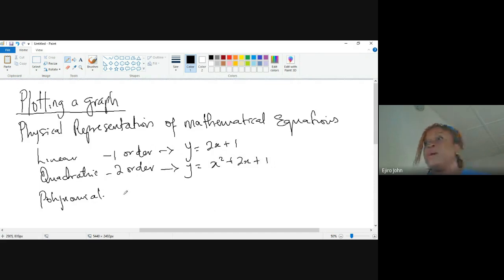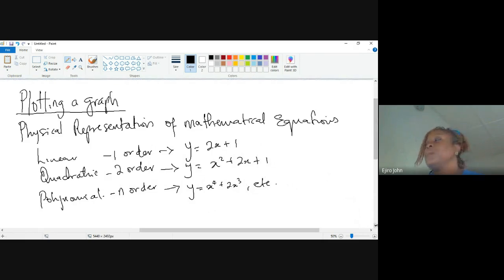Polynomial has to do with other levels of the equation. Example, you can have y equal to x raised to the power 4 plus 2x cubed, etc. So these are equations. Now how do we observe how these equations behave physically? It is by plotting a graph.